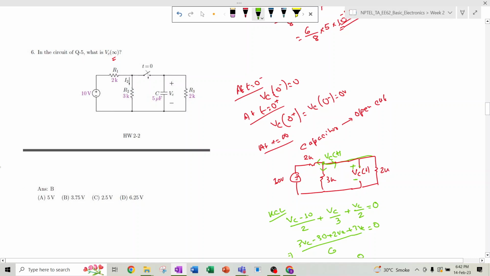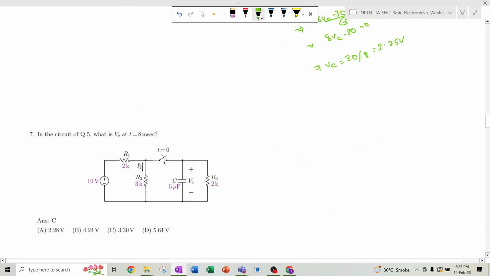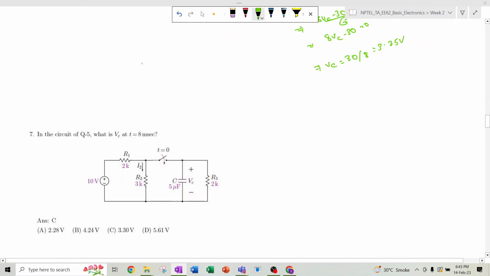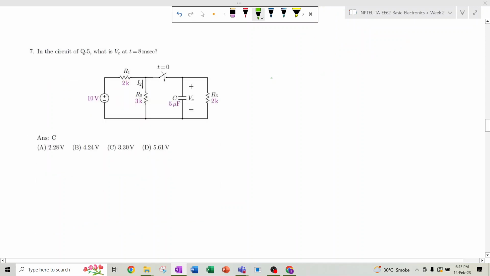In this question, what is the value of the Vc at time t equal to infinity? At time t equal to infinity, the correct answer will be 3.75 volt. So do you have any question till now? Okay.